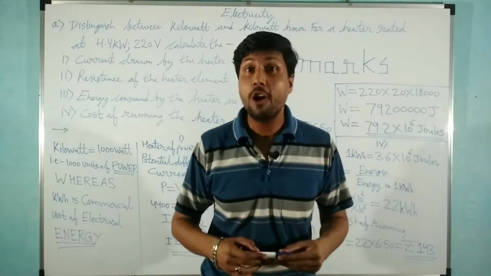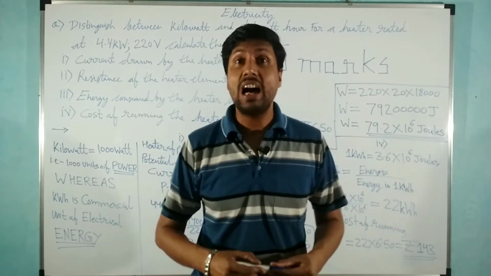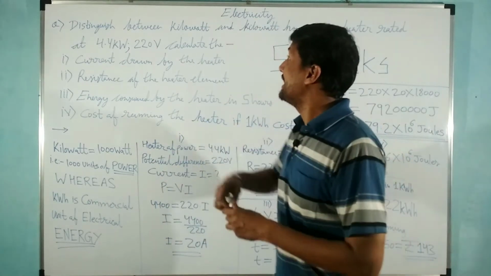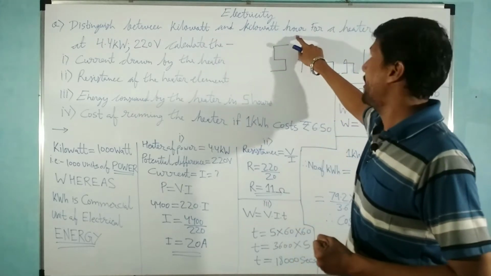Today we are going to solve the next numerical of the chapter electricity. This question was asked for 5 marks in the board exams. Let's see what the question is. Distinguish between kilowatt and kilowatt hour.